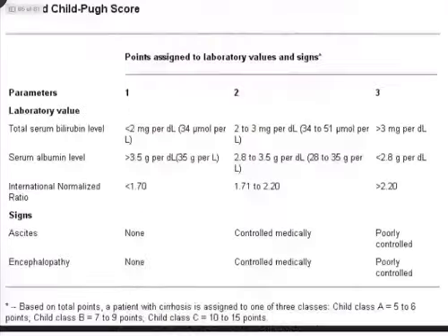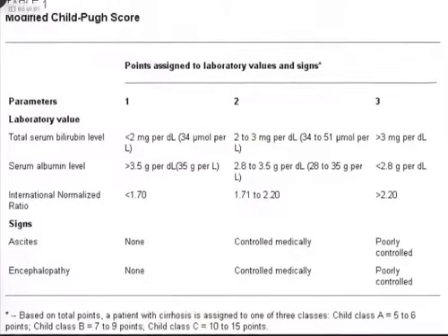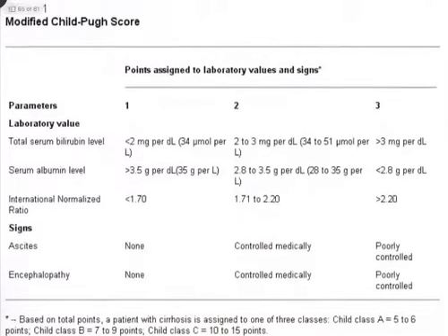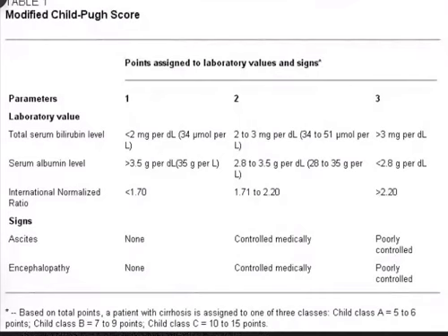Okay. So you do have a scoring of the stages with regards to your liver disease. So you do have 3 parameters. So what are the values being evaluated by this scoring? You do have total serum bilirubin, serum albumin level, their ratio, and possible signs being seen in the patient such as ascites and encephalopathy.